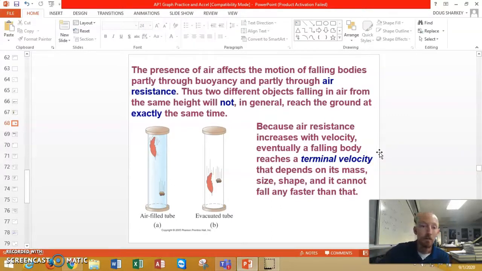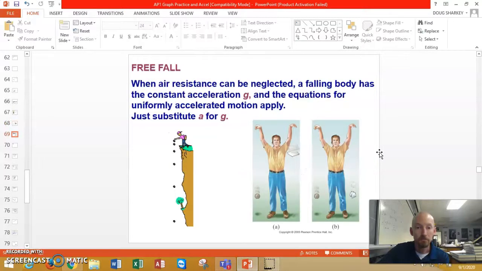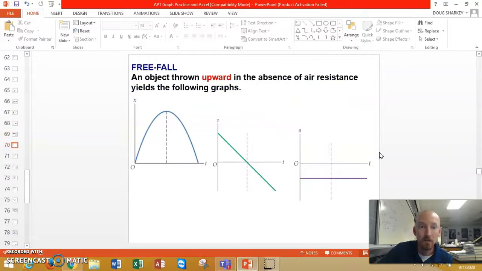So that's a thing that can happen. But everything falls at this rate here on Earth. If you throw something upwards, what happens? It will go up, up, up, and it will stop. It will then come back down. So here's a graph of the displacement of something that is thrown straight up.